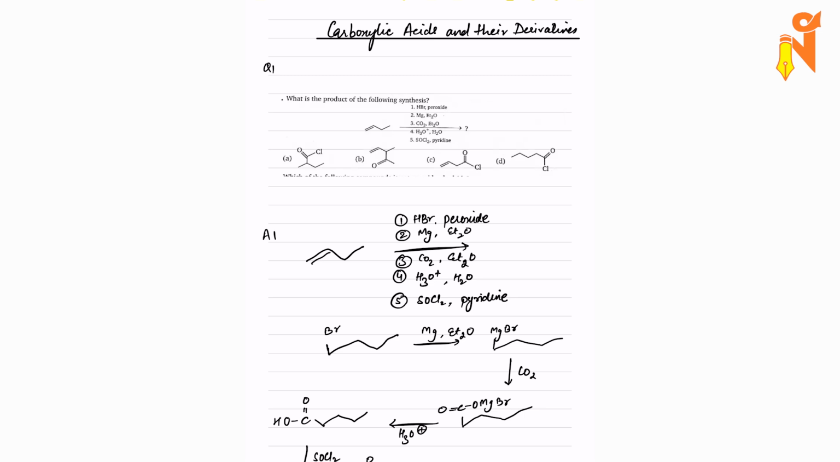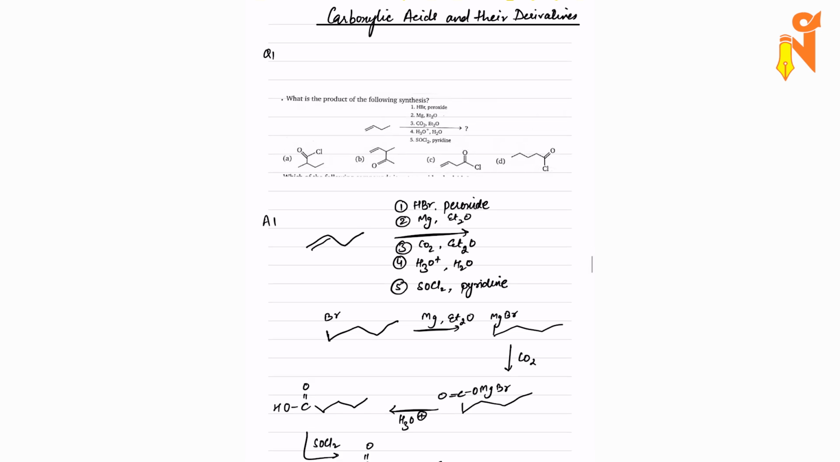So question number 1: what is the product of the following synthesis? Multiple reactions we have to perform on butene: a reaction with HBr with peroxide, magnesium with dry ether, carbon dioxide in the presence of dry ether, H3O+ and SOCl2. So let's see what will happen.